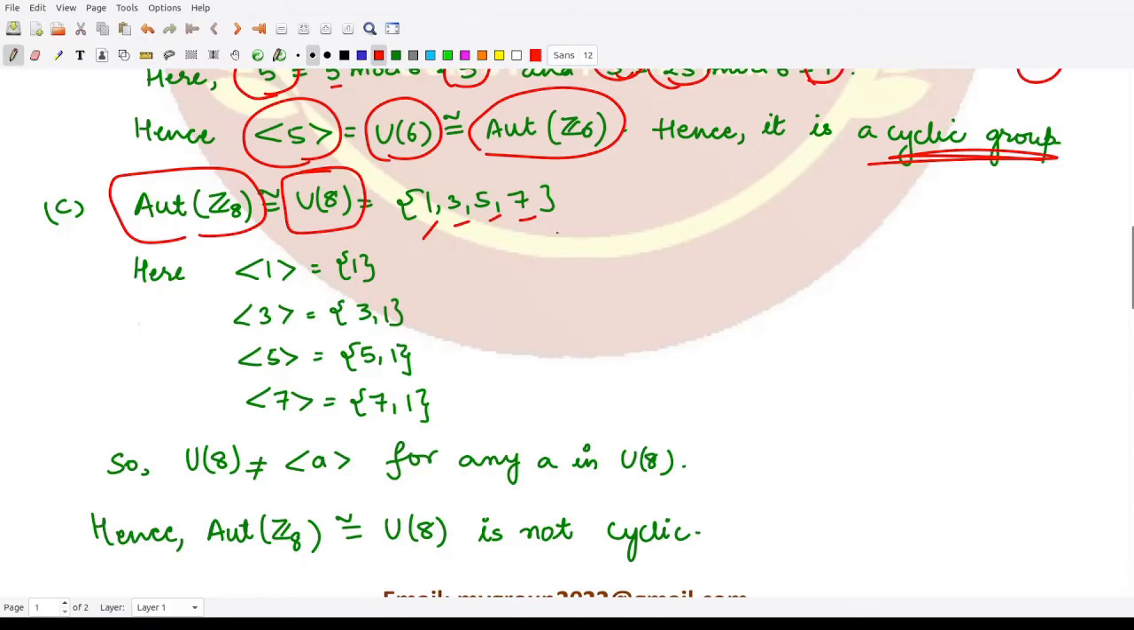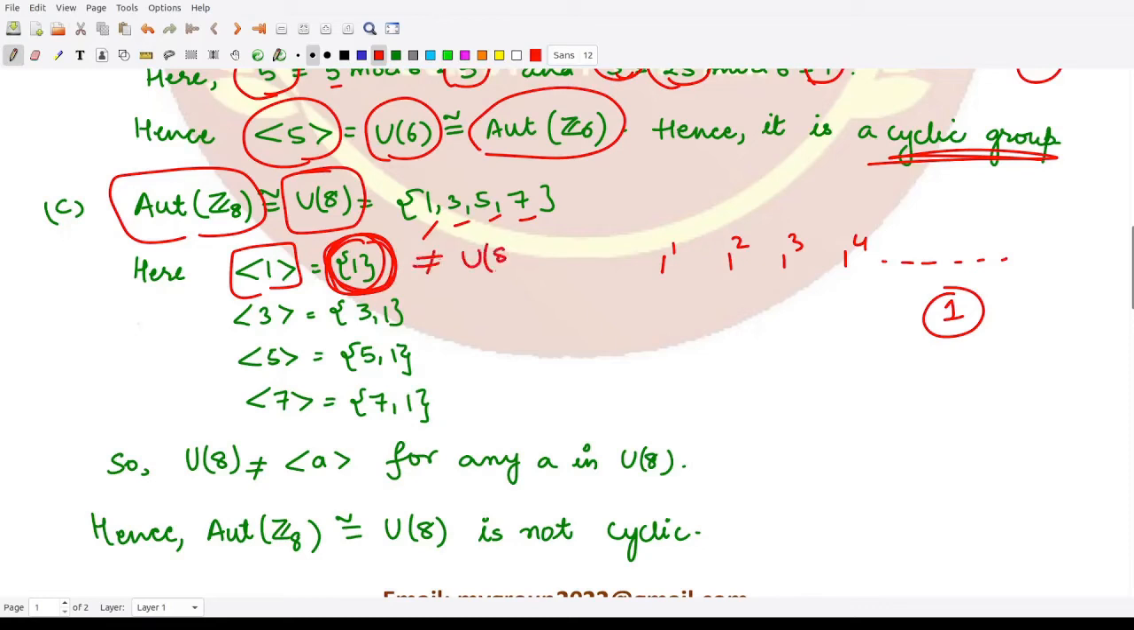So you see the group which is generated by 1: if you take 1 power 1, 1 power 2, 1 power 3, 1 power 4 and so on, you will just get the number 1. So you would only have the singleton 1 as a member of the group which is generated by 1. So this is not equal to U8, correct?